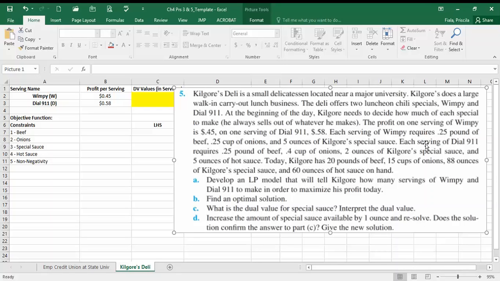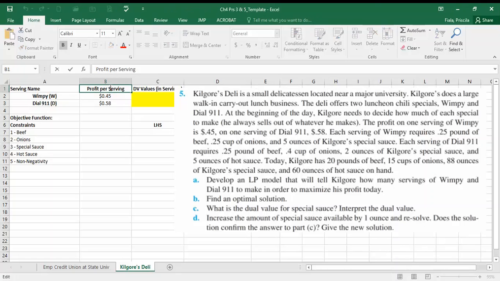He always says out of whatever he makes. The profit on one serving of Wimpy is 45 cents. Profit in one serving, which you could go ahead and even change here if you want, profit per one serving, is 45 cents. On one serving of Dio 911 it is 58 cents. So the way that I found better to identify all this is to call them WinPW and Dio 911D, and I have put the values over here.